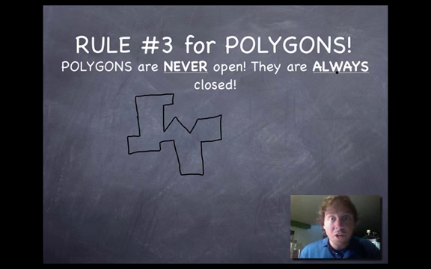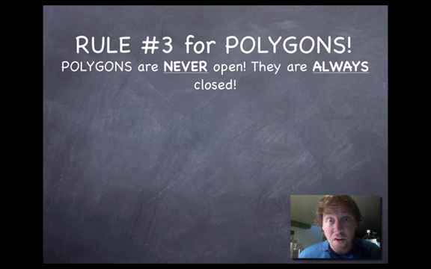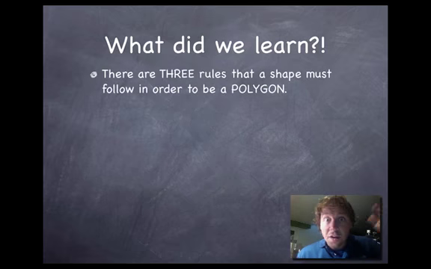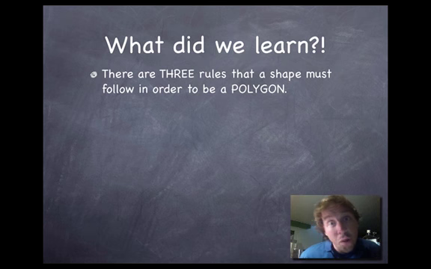outlandish. There's an infinite number of polygons that you could create. If you use your mind a little bit and get creative with it, there's lots of different polygons that you can come up with. Okay, so what did we learn? Easy. There's three rules for polygons. If a shape follows all three rules, then it is a polygon.